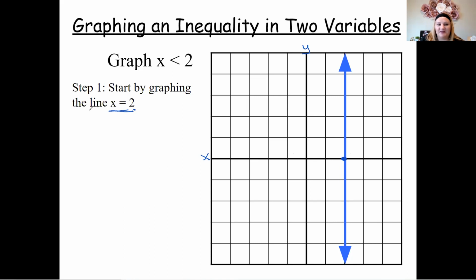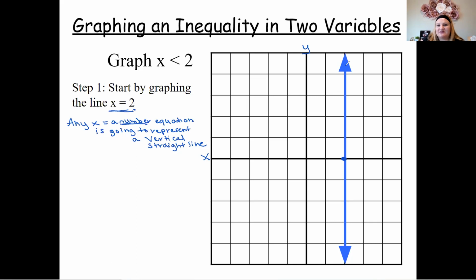I'm going to draw a vertical line because, and you want to make a note of this, any x equals a number equation, so that could be x equals 3 or x equals 1, is going to represent a vertical straight line.